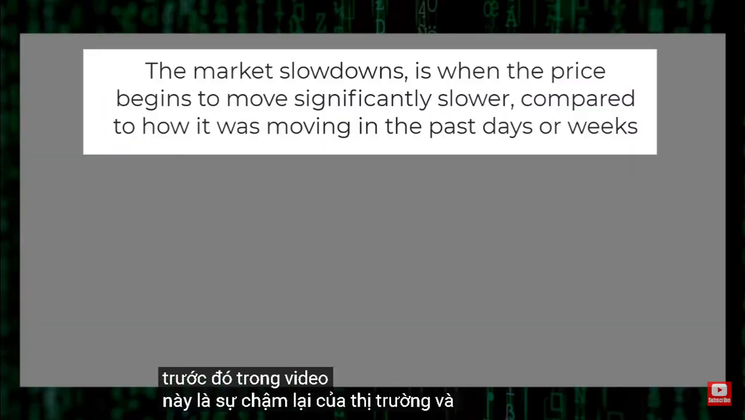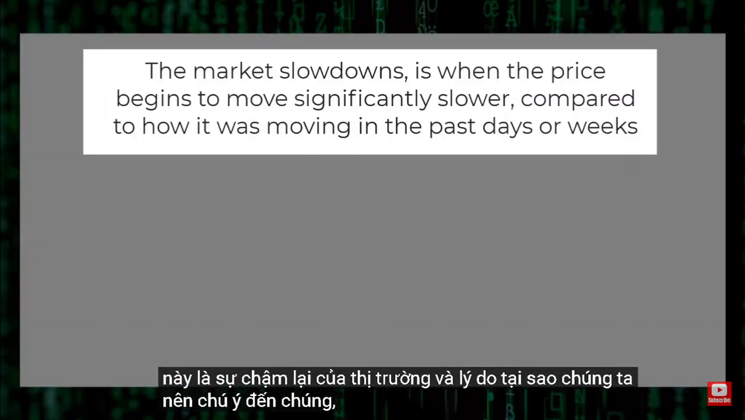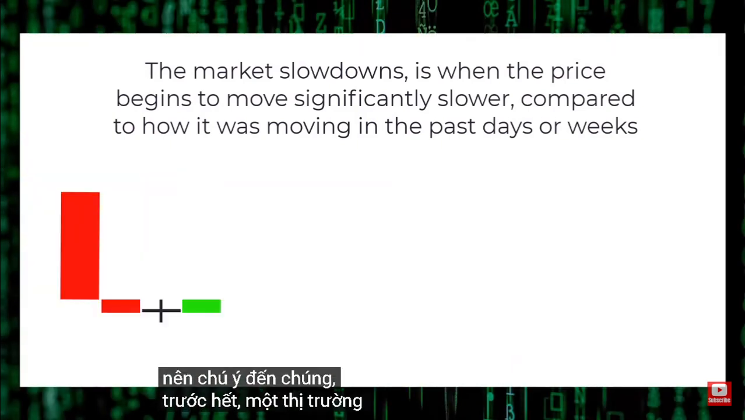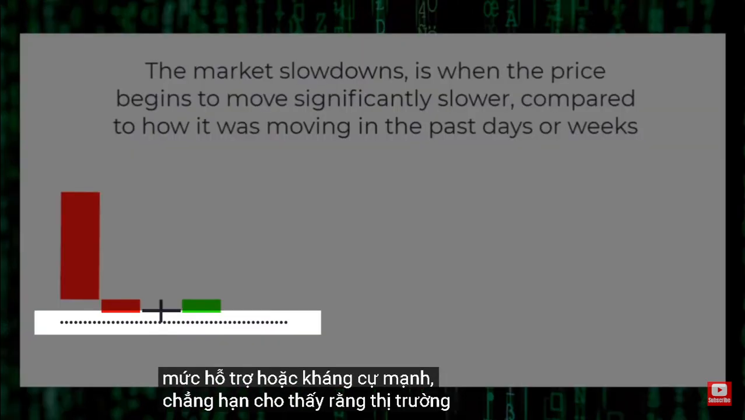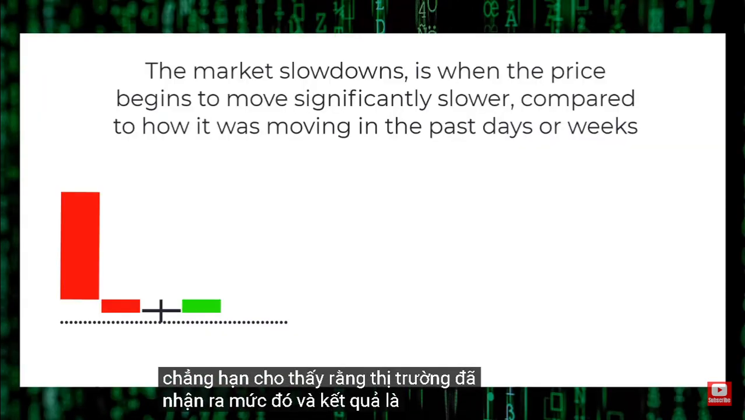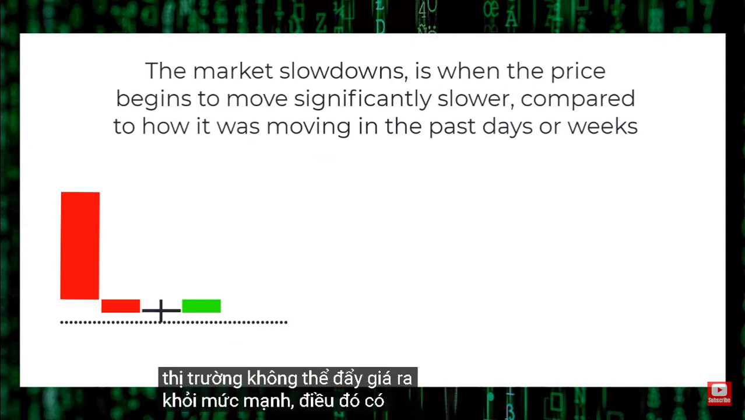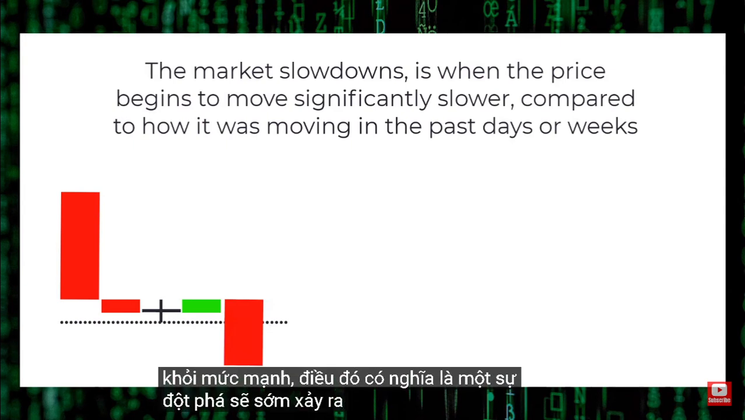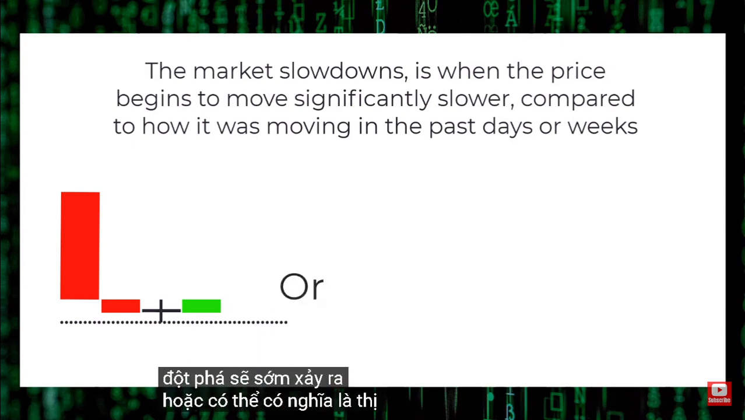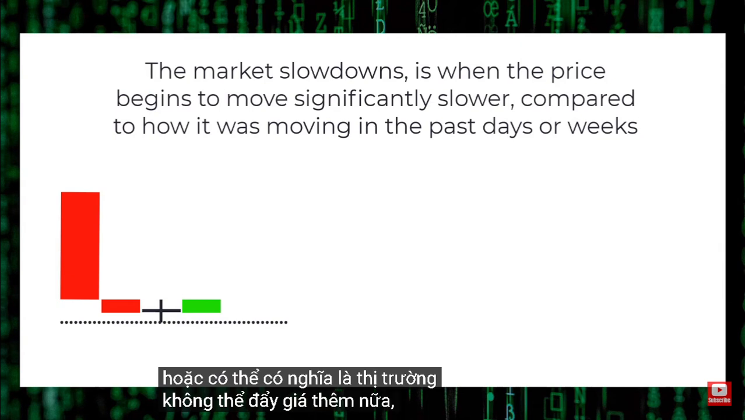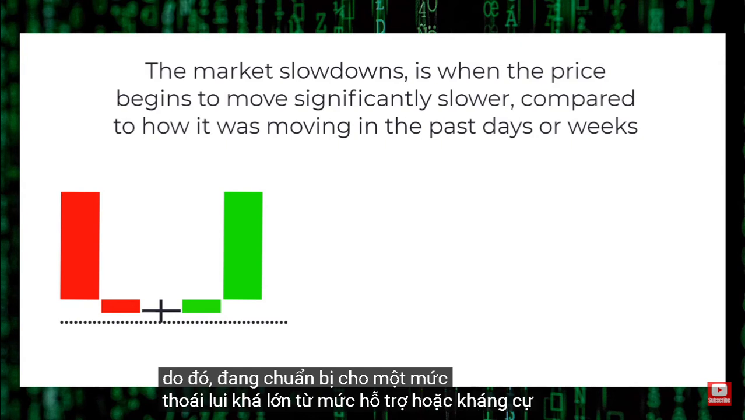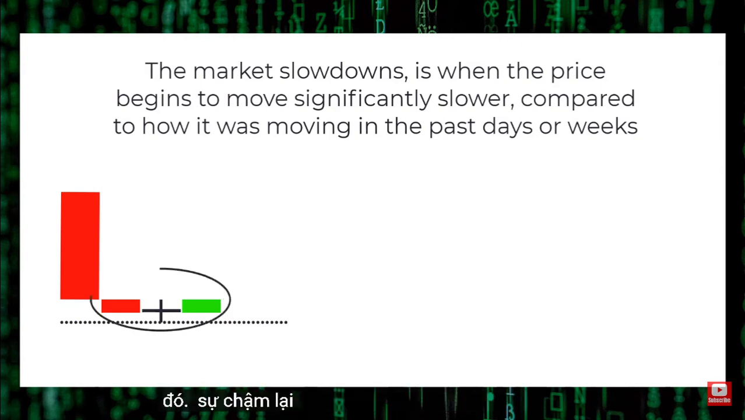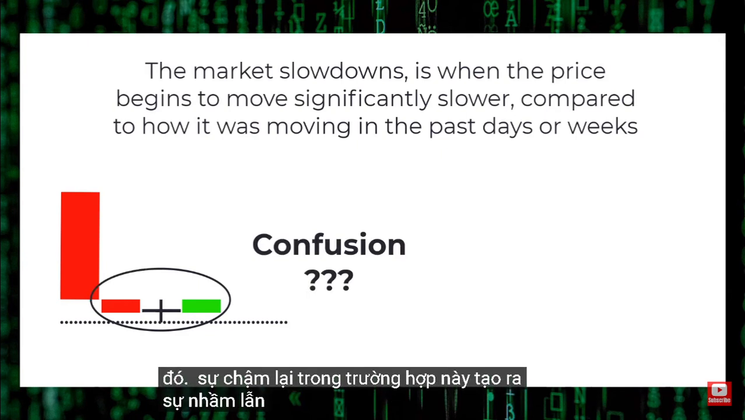Which is the market slowdowns, and why we should pay attention to them. First of all, a market slowdown at a strong support or resistance level, for example, indicates that the market has recognized that level, and as a result, the slowdown could mean either that the market is unable to kick the price away from the strong level, which means a breakout will happen soon. Or, it could mean that the market is unable to push the price any further, and therefore is preparing for a sizable retrace from that support or resistance level. So, the slowdown in this case creates confusion.